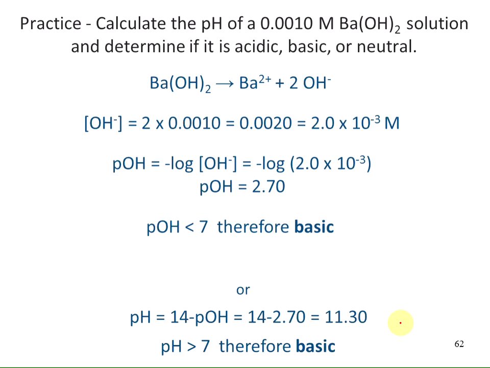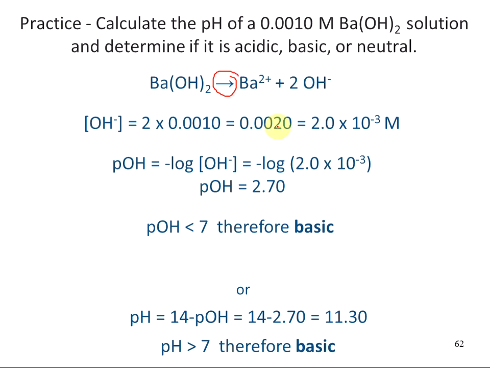So let's look at a practice problem. They want us to calculate the pH of a 0.001 molar barium hydroxide solution and determine if it's acidic, basic, or neutral. We first have to write the balanced chemical equation, and notice that this is a one-way reaction, so they only have the one direction arrow because this is a strong base. There is no equilibrium set up with the barium hydroxide dissolving.